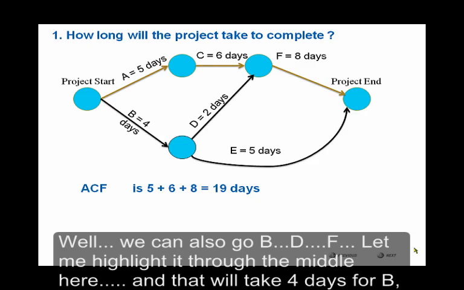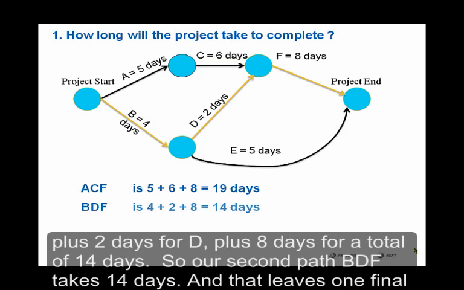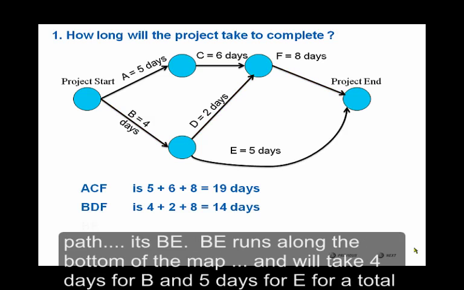Well, we can also go BDF. Let me highlight it through the middle here for you. And that's going to take 4 days for B, plus 2 days for D, plus 8 days for F, for a total of 14 days. So our second path, BDF, takes 14 days. And that leaves one final path.